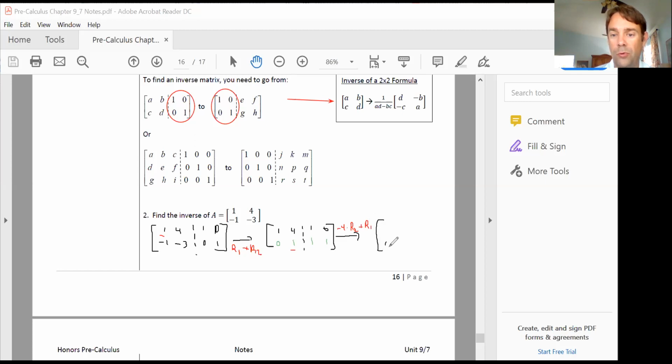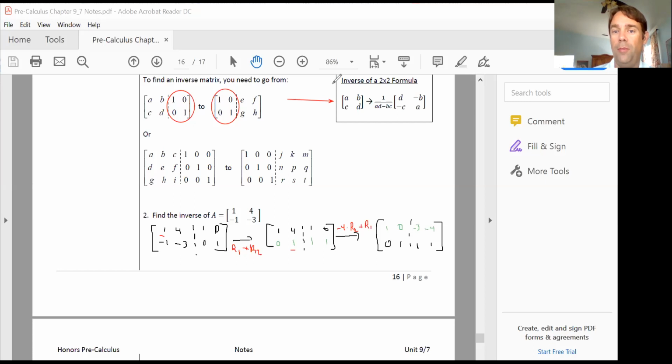So 0, 1. I get a 1 and a 1. And what did I get here? 0 times -4 is 0 plus 1 is still 1. I get a 0 there. Notice I now have my identity matrix on the left side. So whatever's on the right side, that would be my inverse matrix. I end up with a -3 here and a -4 here.